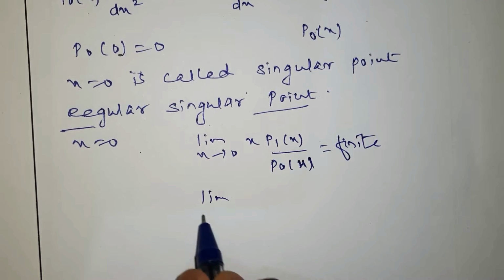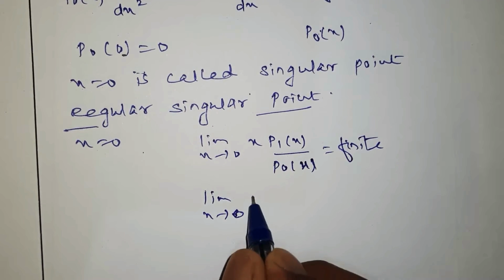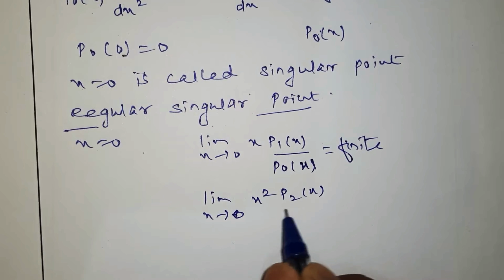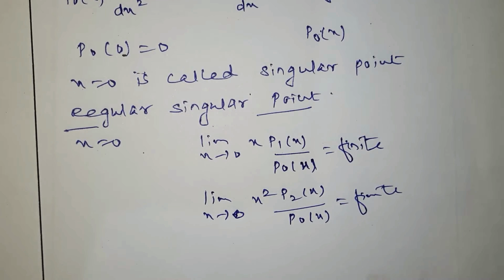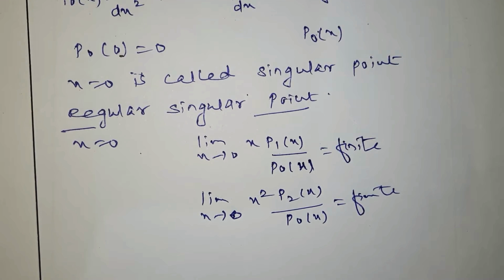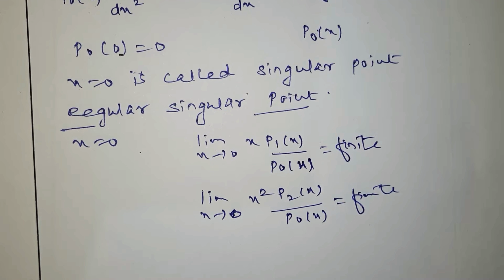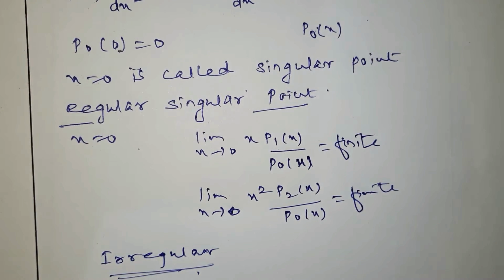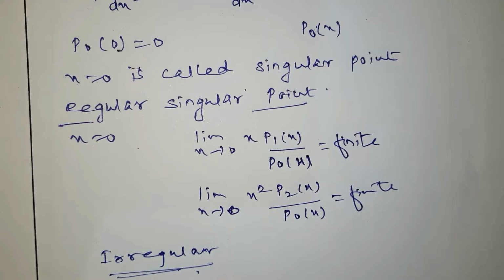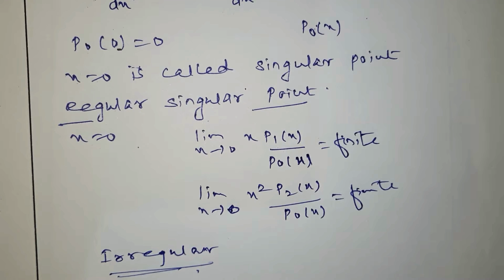Now the second condition is limit x tends to 0 of x square p2 of x upon p0 of x is finite. So if these two conditions are satisfied, then we can say that our point x equal to 0 is a singular point, regular singular point. And if it is not satisfied, then it is called irregular singular point, otherwise it is called regular singular point. Now we are going to study the solution at regular singular point. So you may call it a singular point or regular singular point, doesn't matter. Okay. Now how to solve it?